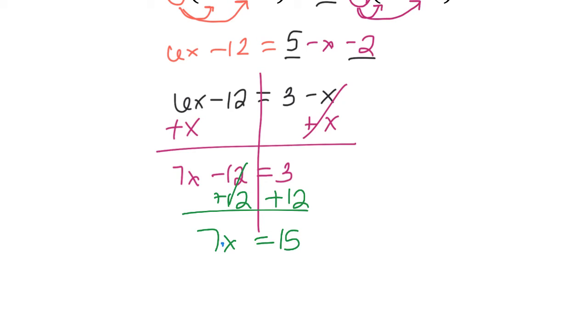And now I need to get rid of the 7. Again, 7 and x are being multiplied, so I'm going to divide by 7 to get rid of it. So x is simply equal to 15 over 7. They're not always whole numbers. They can result in fractions.